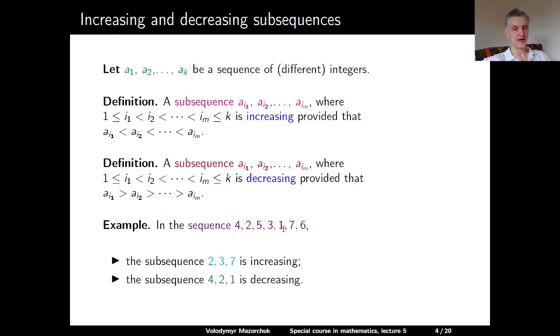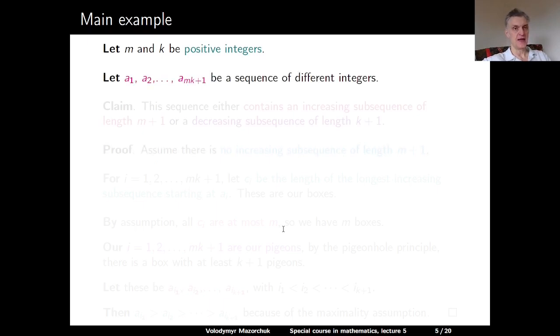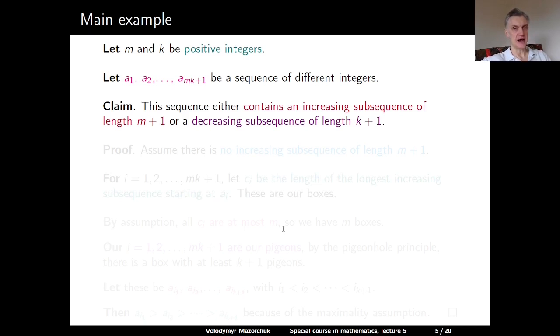So today we will look at increasing and decreasing subsequences, and here is our main problem. Let m and k be two positive integers. Let a1, a2 and so on a sub mk plus 1 be a sequence of different integers. Claim: this sequence either contains an increasing subsequence of length m plus 1 or a decreasing subsequence of length k plus 1. And our first proof of this claim will be using the pigeonhole principle.